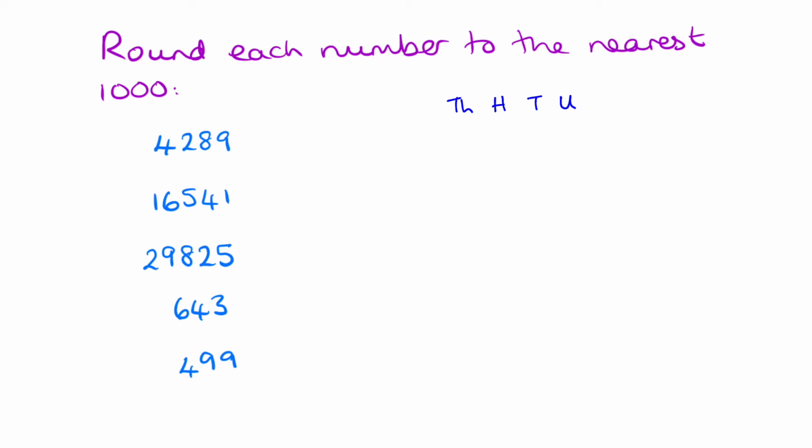Okay, so our first number is 4,289. So 4,000. When we're rounding numbers to the nearest 1,000, we need to think about numbers that are in the 1,000 times table.